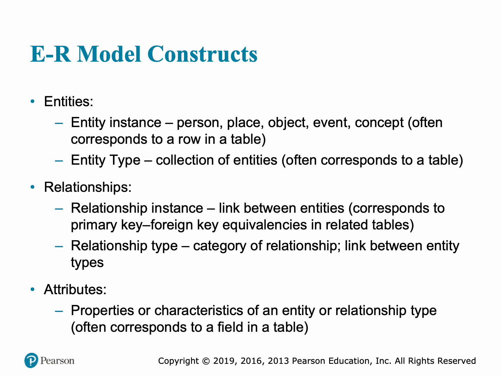Entity relationship model constructs. Three major things we cover in this: entities, relationships, and attributes. An entity instance could be a person, place, object, event, or concept, and often corresponds to a row in a table. An entity type is a collection of entities and often corresponds to the table. Whereas a relationship instance can be a link between entities, corresponding to primary key and foreign key equivalencies in the related tables. A relationship type is a category of relationship, a link between entity types, and more.